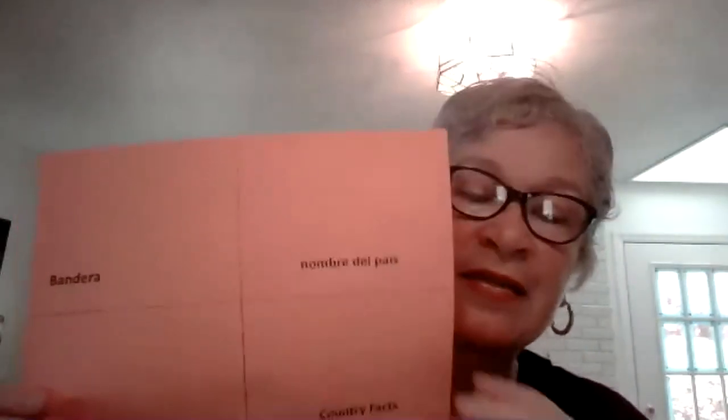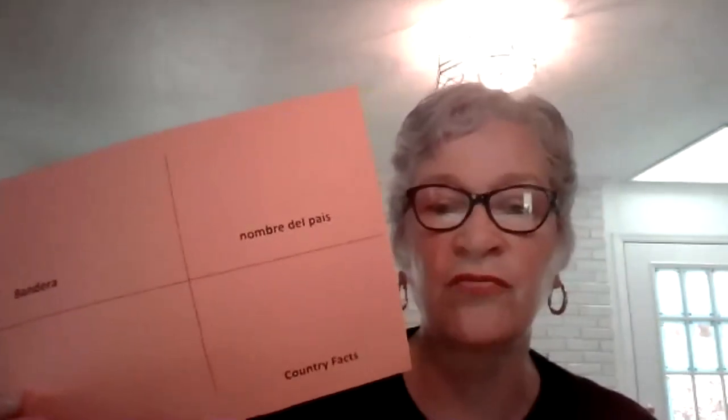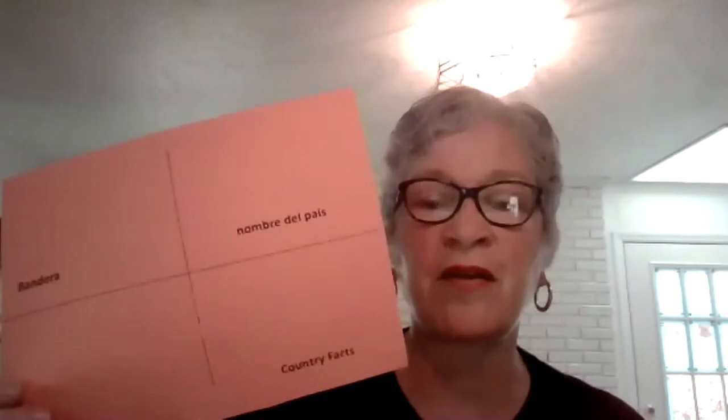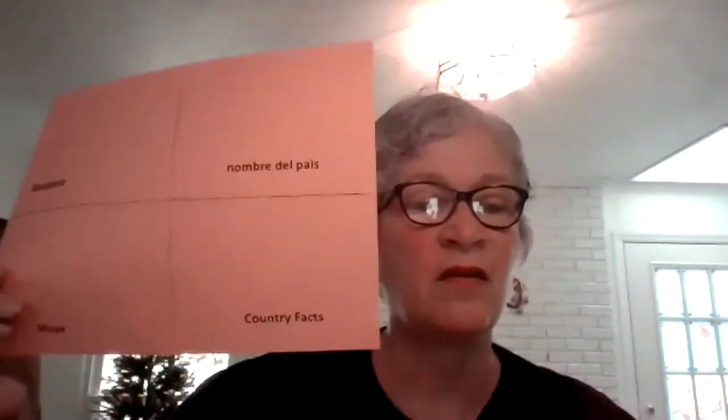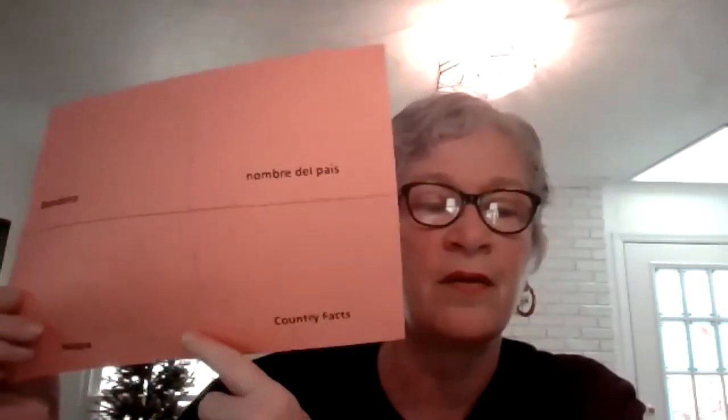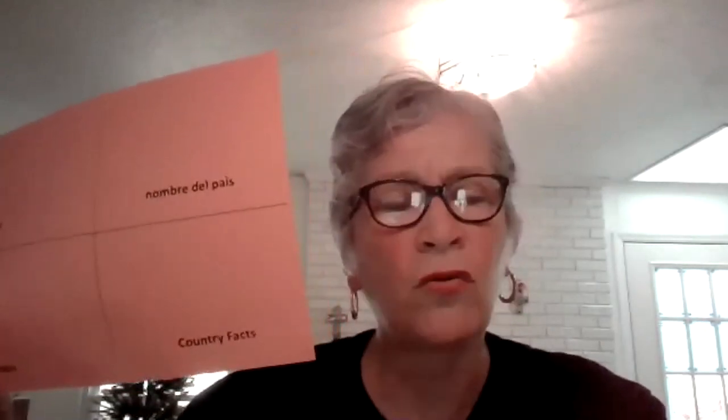Right next to that, it says nombre del país, which means the name of the country. You simply just write the name of the country. Then on the bottom part here, it says mapa, which is where you draw the map of the country we're speaking about. And then lastly, country facts. And that's where you draw a picture or write a word to remind you of the fact that you most enjoy during our lesson.